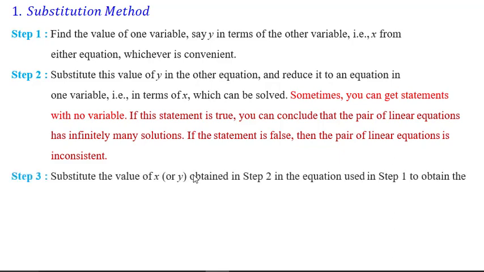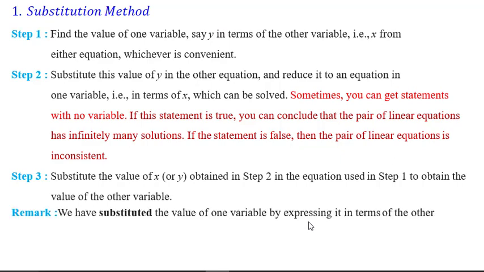Step number 3 is substitute the value of x. So in step number 2, either we have found the value of y in terms of x or x in terms of y, or we have found out whether the lines are parallel, that is no solution, or they are coincident, that is infinitely many solutions. So substitute the value of x or y obtained in step number 2 in the equation used in step number 1 to obtain the value of the other variable.